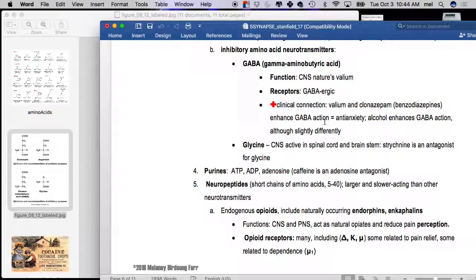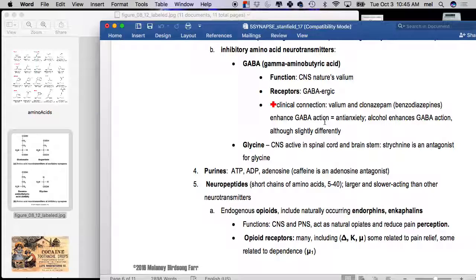So alcohol enhances GABA's action. It's not an agonist, but it actually enhances the activity of GABA. And you can actually feel it, especially in low doses. Alcohol in high doses can cause more anxiety, but in low doses it can enhance GABA's action. But the one that I really want to talk about, and then we'll sort of compare it to alcohol a little bit, is the benzodiazepines.